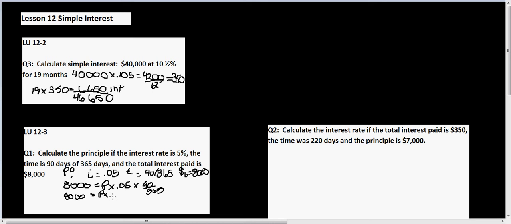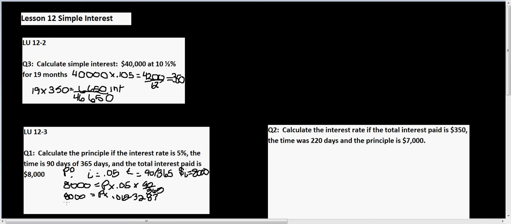And that equals 0.01232. I like to take it as far as I can, whatever my calculator gives me. It'll give me a much more accurate answer. So 0.05 times 90 over 365 is 0.0123287. Now to isolate the p, what I have to do is the opposite function. Since this is a multiplication, I have to divide the left side of this equation by 0.0123287, which means I have to do the same function on the right side.